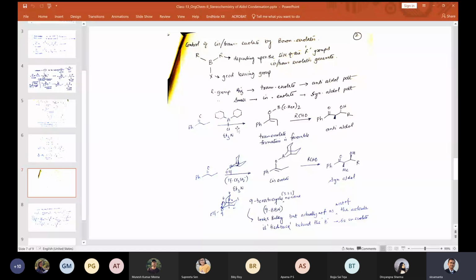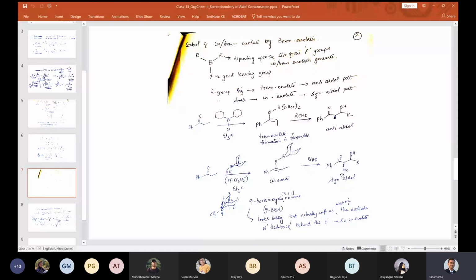For example, if you take this compound, you take this kind of boron species, then it makes this kind of boron enolate, oxygen-boron compound, where because this group is very large, it actually adopts the anti-aldol or trans-aldol. So in this case, trans enolate. So in this case, your anti-aldol would be the major product. But in the other example here, although it looks very bulky, it is not exactly very bulky, and that is why the cis enolate becomes the major product in this case, and that is why you get the syn-aldol.